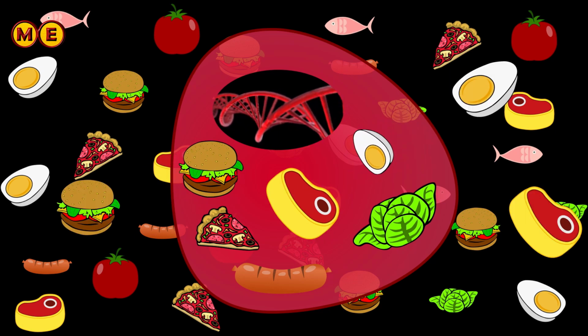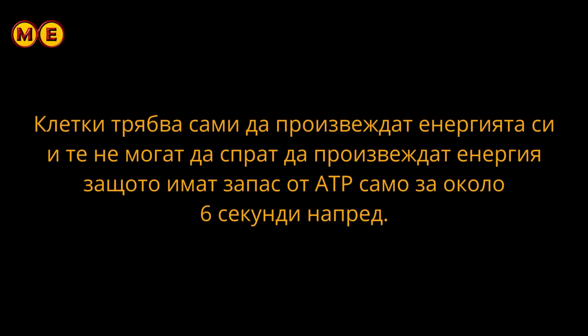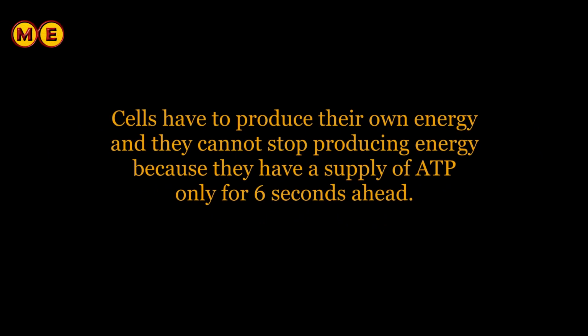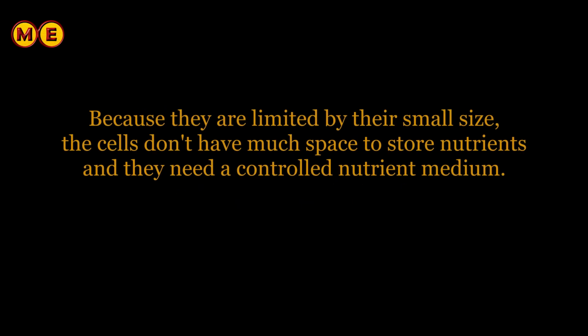But let's put all jokes aside and summarize what we need to take home from this video. The first thing we have to remember is that the cells have to produce their own energy. And they cannot stop producing energy because they have a supply of ATP only for 6 seconds ahead. And because they are limited by their small size, the cells don't have much space to store nutrients. And they need a constant supply of food, not too little and not too much. Or more precisely, they need a controlled nutrient medium.